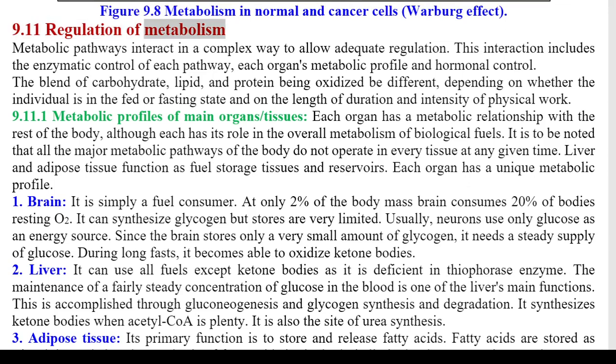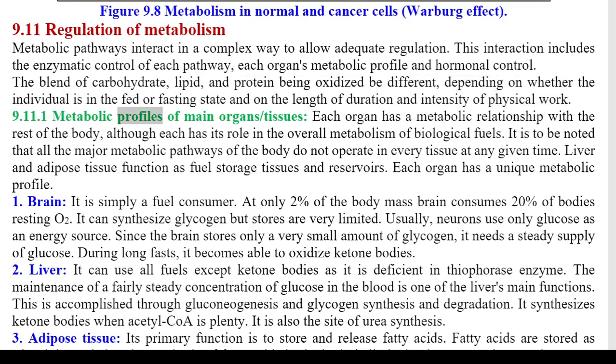9.11 Regulation of metabolism. Metabolic pathways interact in a complex way to allow adequate regulation. This interaction includes the enzymatic control of each pathway, each organ's metabolic profile, and hormonal control. The blend of carbohydrate, lipid, and protein being oxidized differs, depending on whether the individual is in the fed or fasting state and on the length of duration and intensity of physical work.